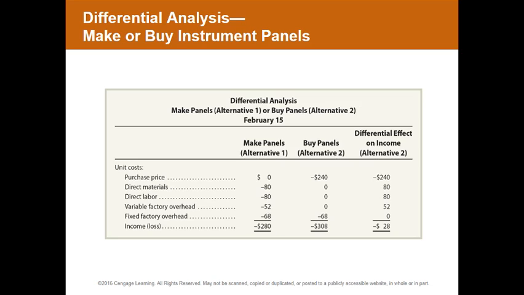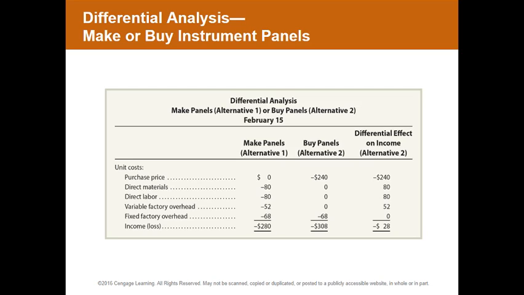Now, this one's a little bit different because we have to determine make or buy. We have our purchase price that's in there. If we purchase it, then that is $240 leaving the company. So that's a negative $240. That is $240 that we would lose.